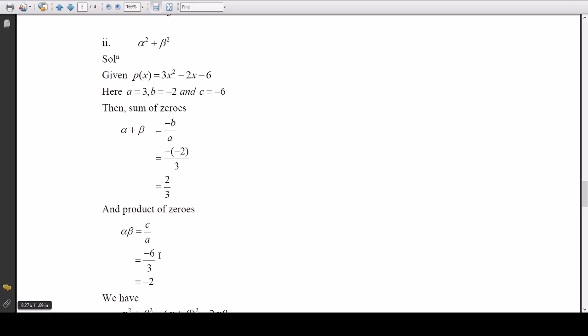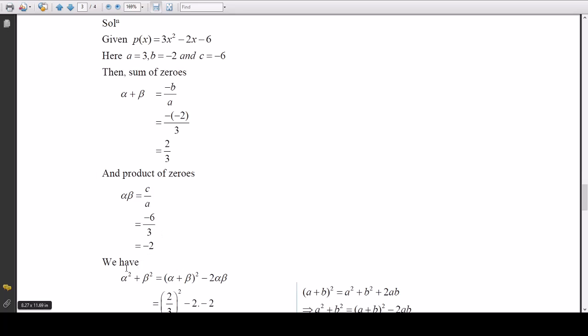Why are we doing this again? Because in the exam they will not ask two problems at a time. They will ask only once. That means the steps you have to follow, whether it's the first or second, you have to find out the sum of zeros, and then the product of zeros. After finding the sum and product, you'll find the value of alpha square plus beta square as in the question. Okay, now we need to find out alpha square plus beta square.